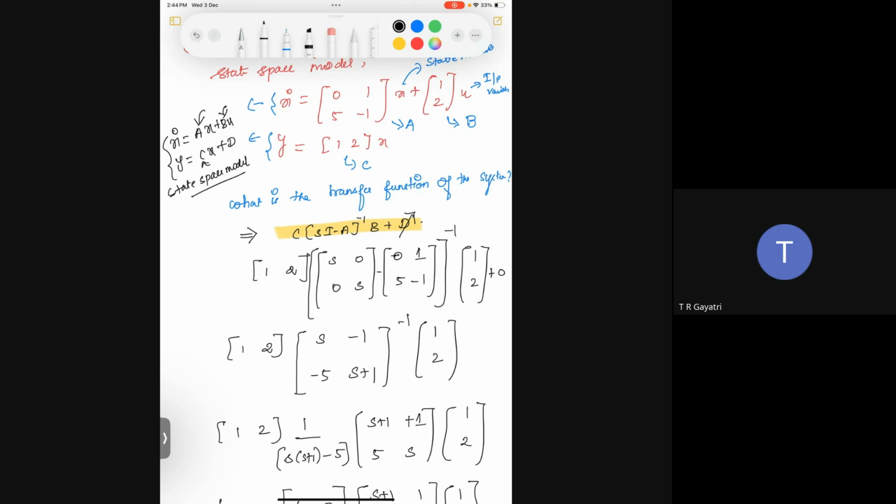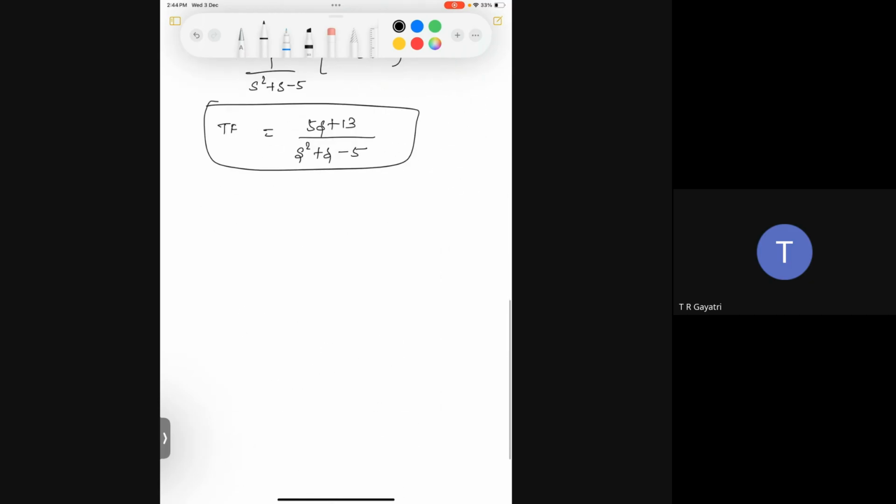Yes, ma'am. Ma'am, how do we learn about the stability and all from these state space matrices? That's what we saw now. We use the eigenvalue of A. If the eigenvalue of A is less than 0, then the system is stable. If the eigenvalue of A is greater than 0, then the system is unstable.